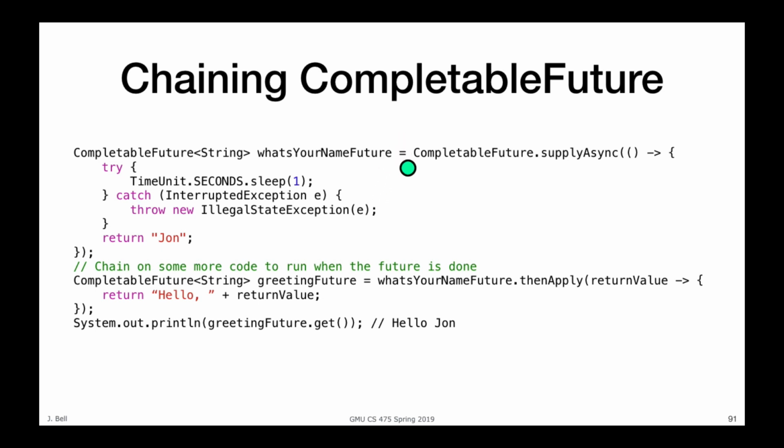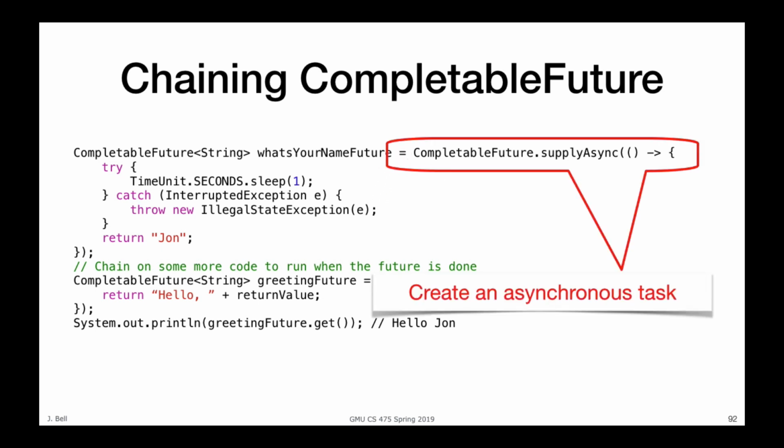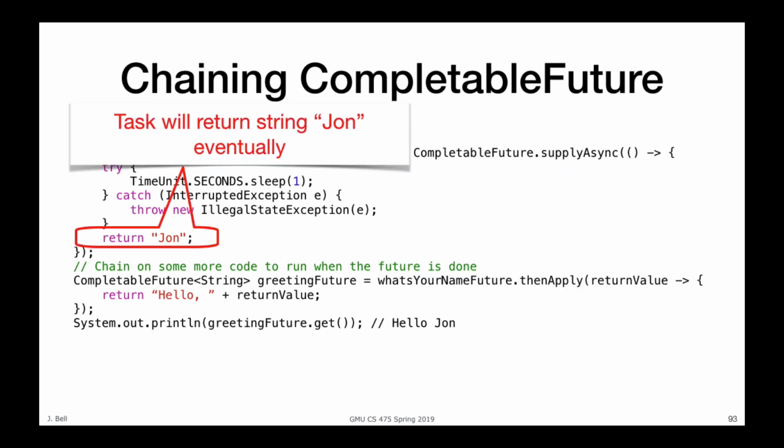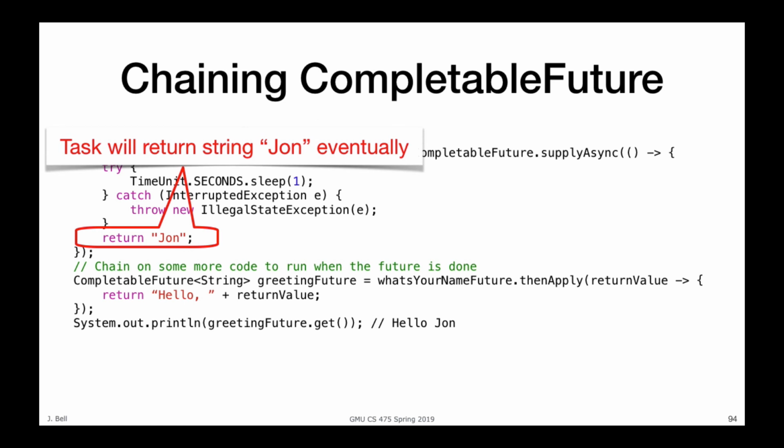In our code snippet here, we're going to create an asynchronous task, this CompletableFuture.supplyAsync. And in the background, when this thread starts, it's just going to sleep for a second. And then after it's finished sleeping, eventually it's going to return a string, John. This is a little bit contrived, but maybe gives a good example for how we can chain futures together. So this is going to return John eventually, but we want to have some other task happen when that's done.